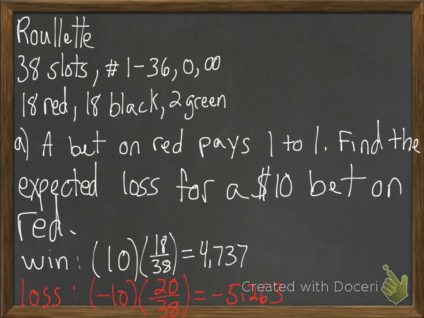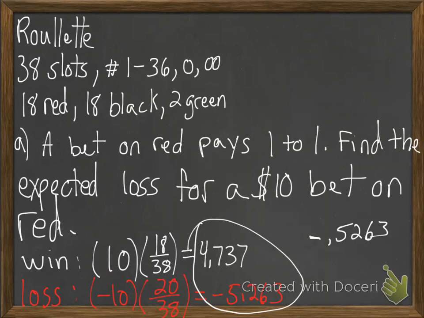And then to find out their expected loss or gain, we just need to add up the two possibilities. We're showing two possibilities here. They either win or they lose. So then we just add up our two numbers. When I total those up, I find out that they're losing 0.5263, about 53 cents on every $10 bet.